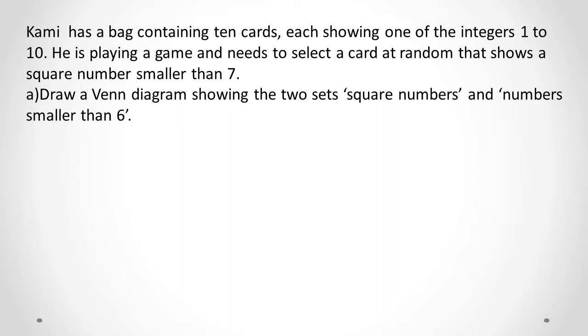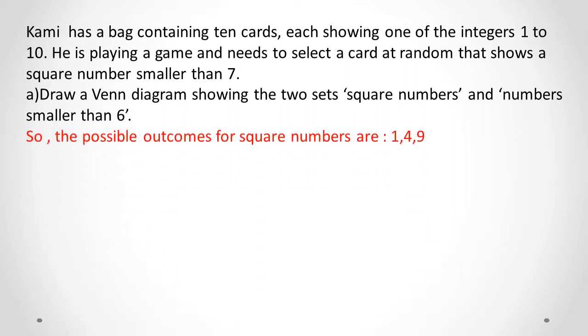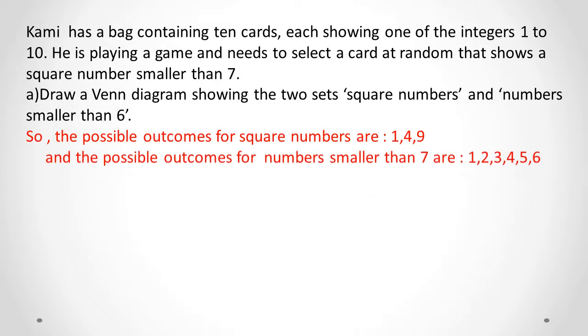First of all, let us see what are the possible outcomes for the square numbers. So the possible outcomes for the square numbers are 1, 4, and 9, knowing that square numbers are the product of a number multiplied by itself. 1 times 1 is 1, 2 times 2 is 4, 3 times 3 is 9, 4 times 4 is 16, but 16 will not be a possible outcome because the cards are numbered from 1 to 10 only. The possible outcomes for numbers smaller than 7 are 1, 2, 3, 4, 5, and 6.